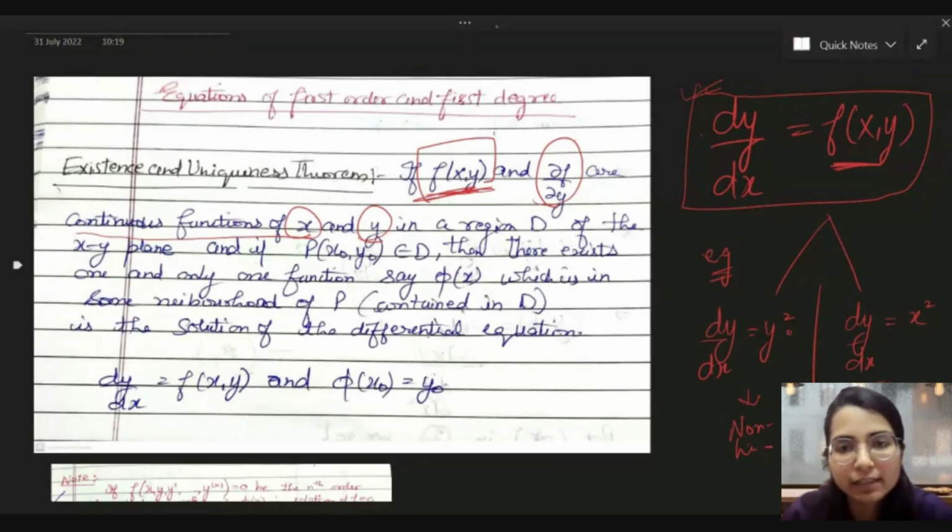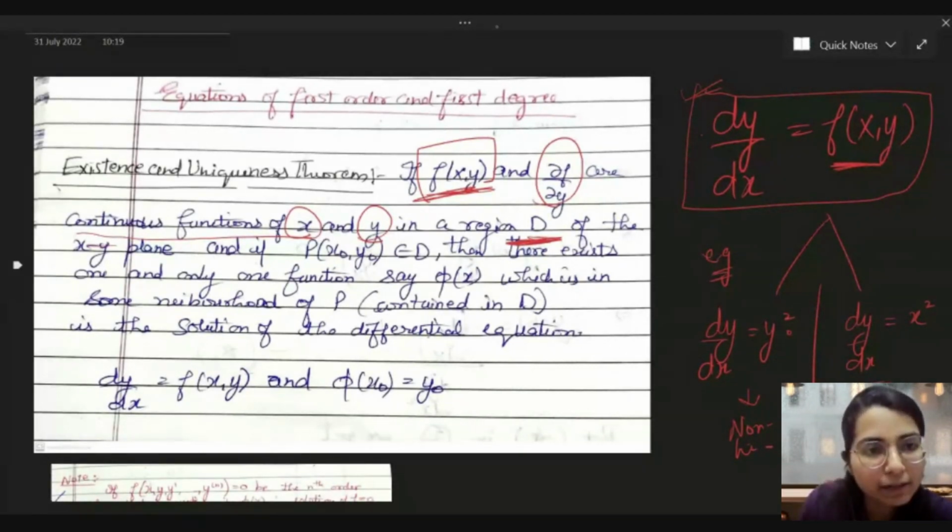In the region D, whatever the region there will be, there's always a domain of a differential equation. I will tell you in a later section. You know the domain of a function. So there's also a domain of a differential equation in which the differential equation is defined. So the region D denotes that kind of domain. Region D of the xy plane.